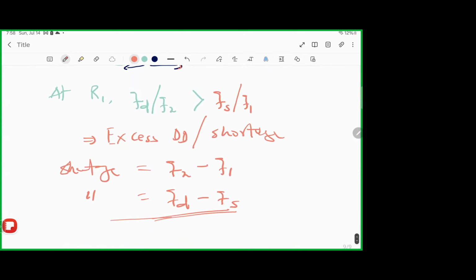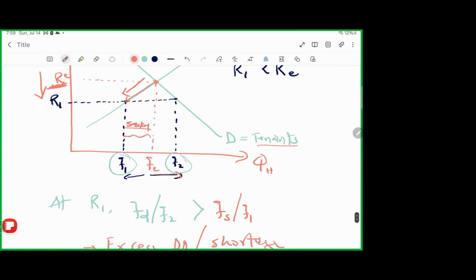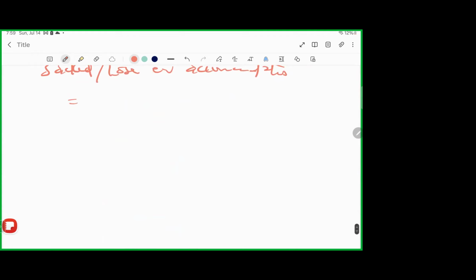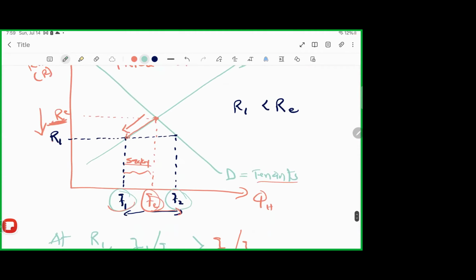So this is the shortage amount of rooms that people are looking for, and you can disaggregate this between those who will be sacked, meaning those who will lose their accommodation. Those who will lose their accommodation will be the equilibrium minus the new supply. The equilibrium is QE minus the new supply, which is Q1. As you can see, the supply will fall. So this side represents those who would be sacked.